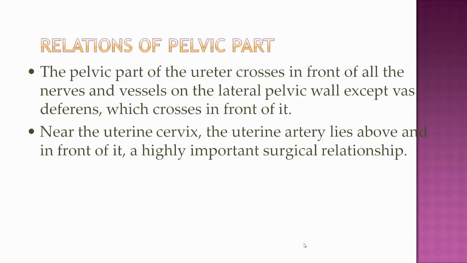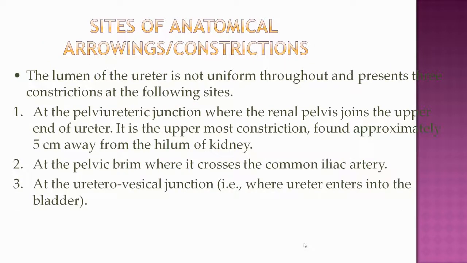Now we will see the relations of the pelvic part. The pelvic part of the ureter crosses in front of all the nerves and vessels on the lateral pelvic wall except the vas deferens, which crosses in front of it. Near the uterine cervix, the uterine artery lies above and in front of it, a highly important surgical relationship.